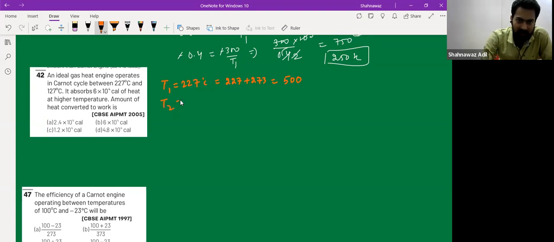And T2 is 127 degrees C, so 127 plus 273 is 400. The difference is 100. So 6 by 5 into 10 to the power. 6 by 5 is how much? 1.2, right? So 1.2 into 10 to the power. Okay, let us check.